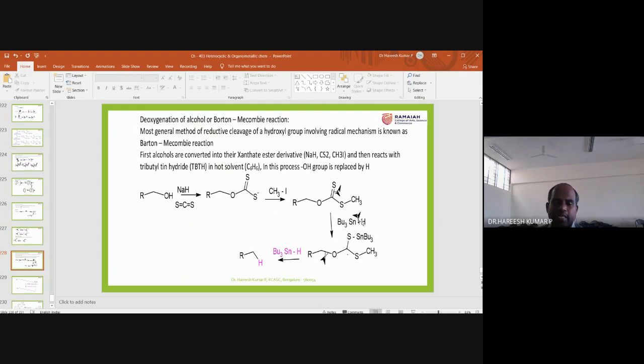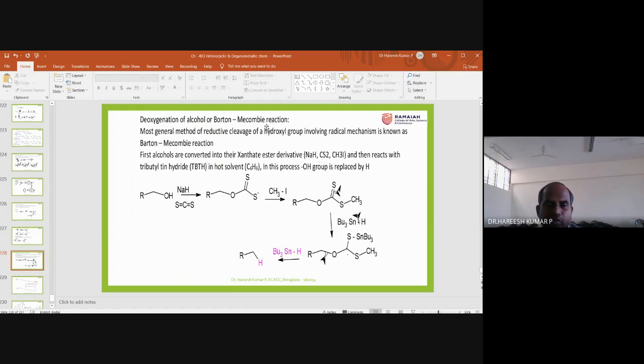So in any reaction, if you are able to see these reagents, what are the reagents? Sodium hydride, carbon disulfide, methyl iodide, and tributyl tin hydride. So that particular reaction is nothing but a Barton-McCombie reaction. In the Barton-McCombie reaction, a hydroxy group is converted into a hydrocarbon. So that's what you need to remember. So with this, I will go to the next slide.